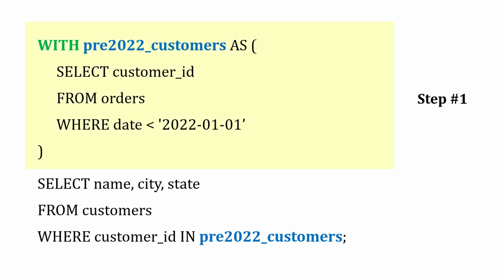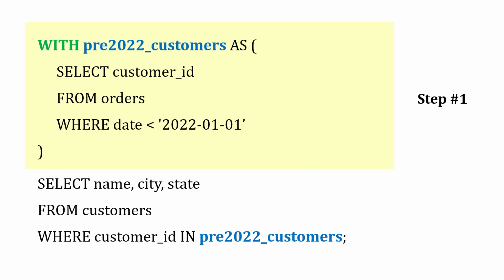I have step number 1, which is a CTE that I'm defining. I'm using WITH to get that started. So I'm saying WITH pre-2022 customers. That's my name I'm going to use. I could call it something else, but I want it to be descriptive. And then after the name, I'm saying AS, and then in parentheses, the SQL statement. So in this case, again, I'm identifying the customer IDs for the customers that had orders before 2022.